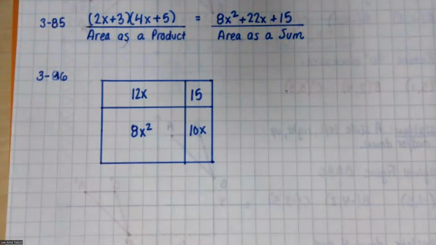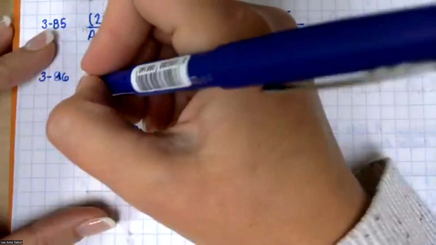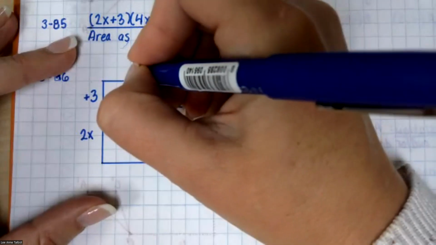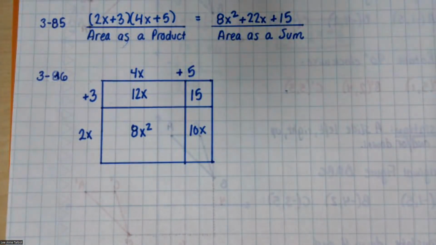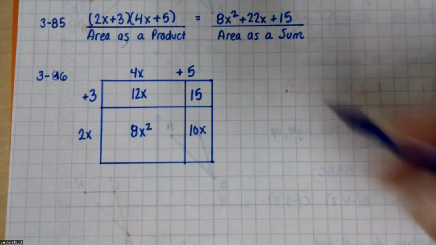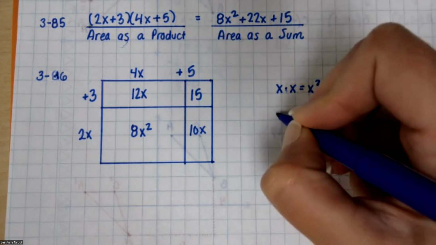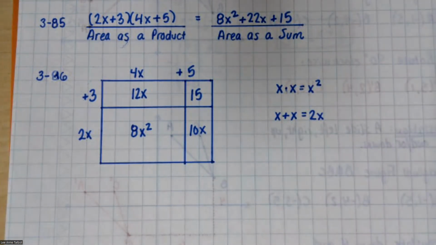Okay, so this is where we're going. We're going to start getting too lazy to draw all the tiles, and we're going to get more efficient. So now if you remember, this was 3. And this was 2x. And this was 4x. And this was 5. Really important over here: do you guys know that x times x is x squared? And x plus x is 2x. You're going to have to keep that in mind in the next problem. X times x is x squared.